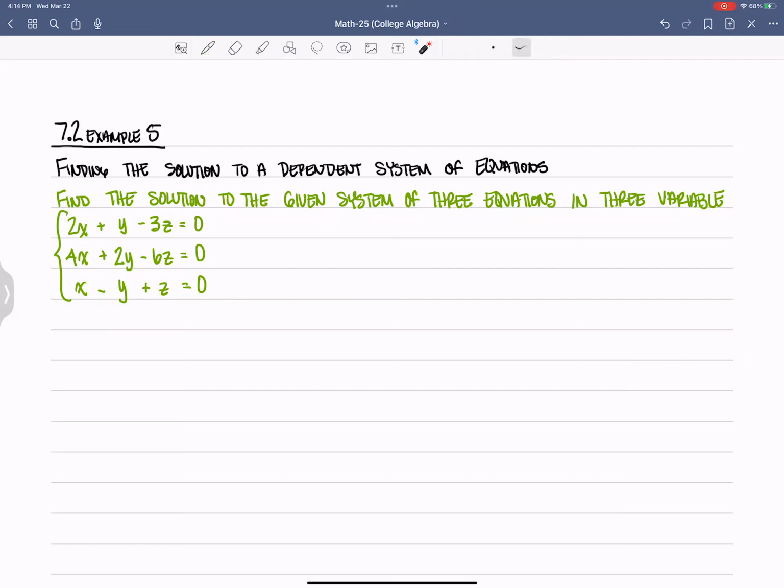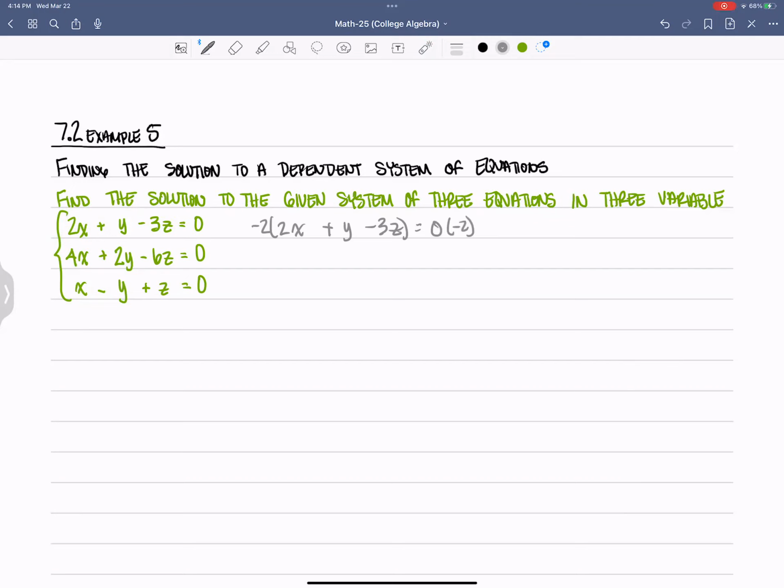I like these two right here so far. What I really want to do is add these two together. Let's eliminate the x's. Let's multiply this one by -2, so that way when we add, the x's eliminate. So -2 times equation 1 is 2x plus y minus 3z equals 0, times -2.